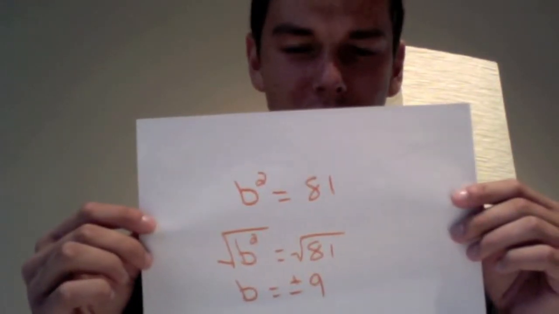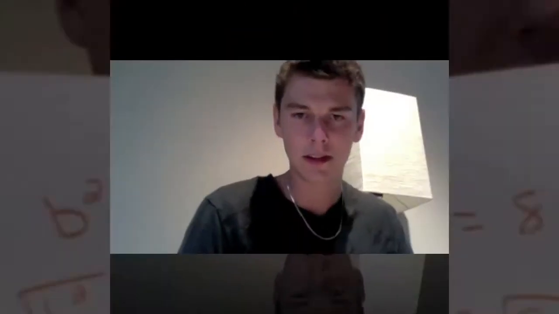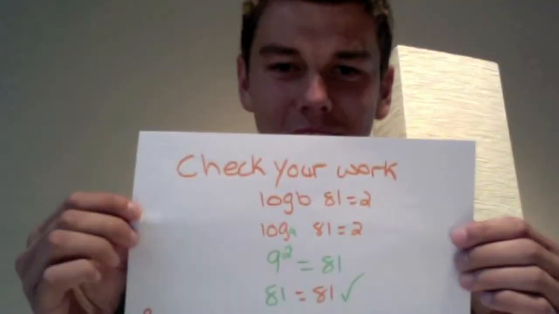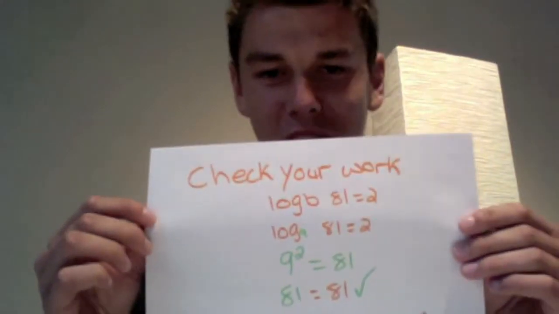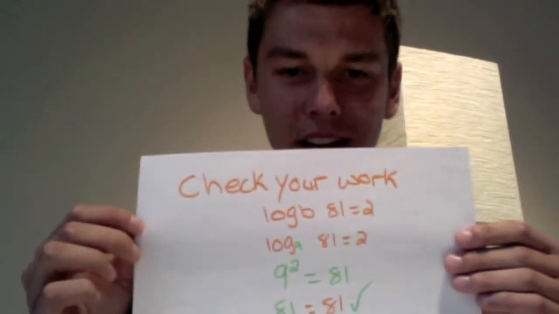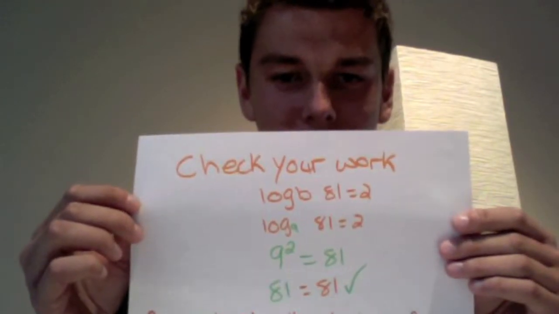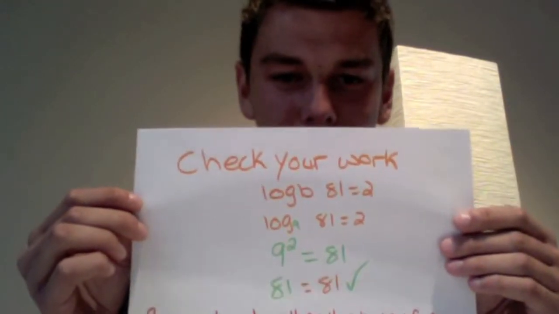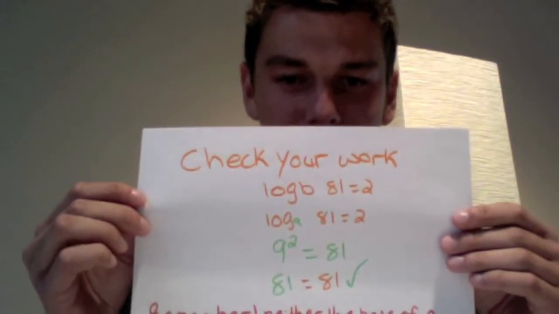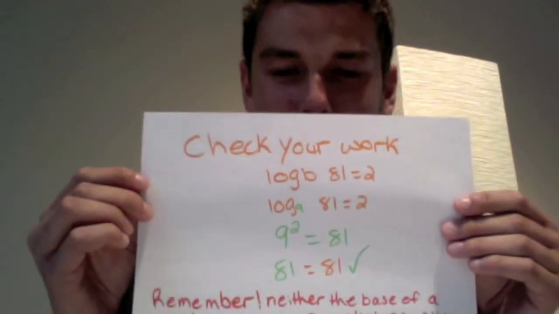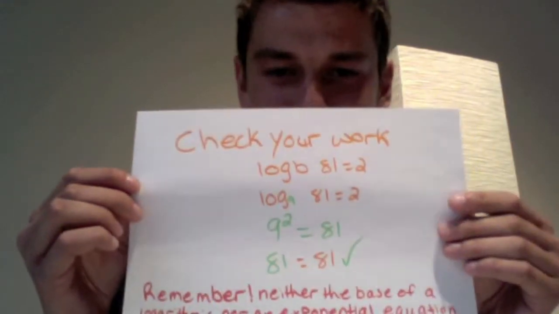b equals positive and negative 9. You must always make sure that you check your work. So, starting off with the original equation, log b 81 equals 2. We put the 9 in for the b, log 9 81 equals 2. Rearrange the equation, 9 squared equals 81. And would you know it, 81 equals 81, check mark.